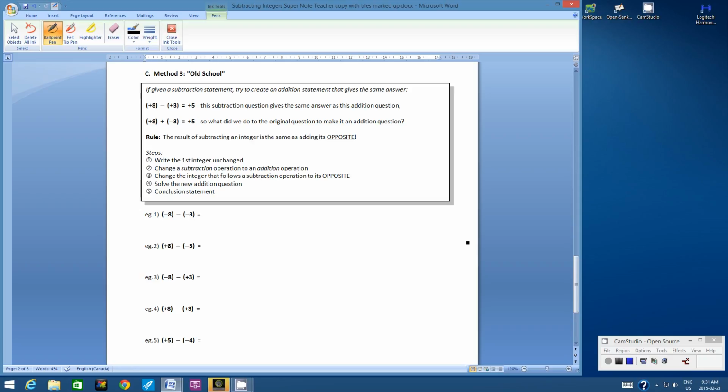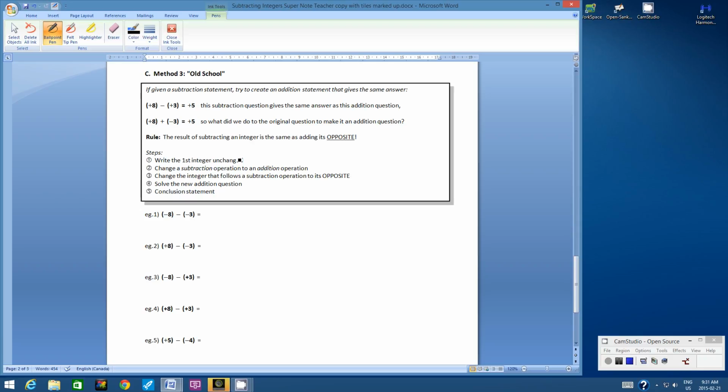Now, when I learned about integers in grade 7 and 8, there was no Method 1, there were no integer tiles, there was no Method 2, there were no number lines. We only learned Method 3, Old School. Some of you may like this method and some of you may hate it, but I'm going to teach it to you anyway.